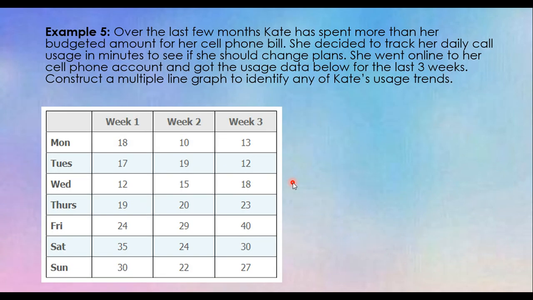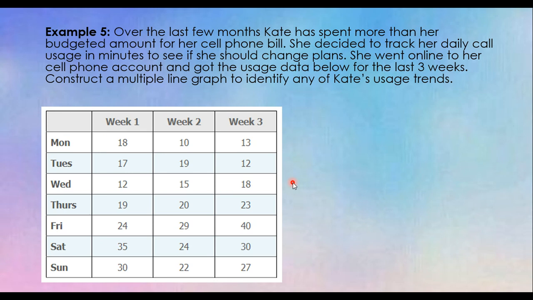Okay, so example 5. Over the last few months, Kate has spent more than her budgeted amount for her cell phone bill. Homegirl be talking. She decided to track her daily call usage in minutes to see if she should change plans. Girl, you probably should. If you're always going over it, you should change. She went online to her cell phone account and got the usage data below for the last 3 weeks. Or if Kate was smart, she would have the app and just look right on her phone. Whatever. Maybe Kate's a boomer. Who knows? Construct a multiple line graph to identify any of Kate's usage trends.